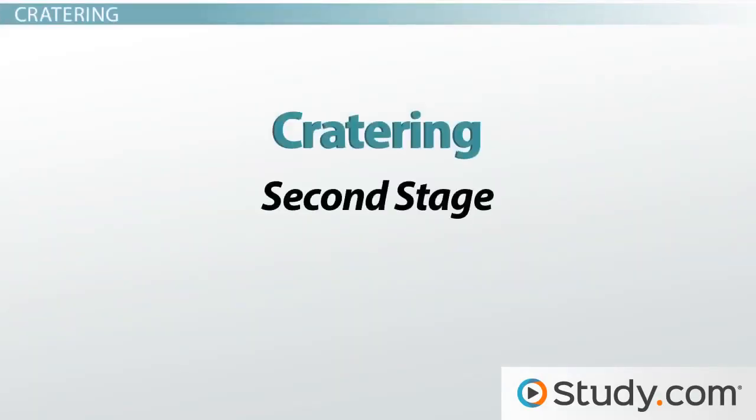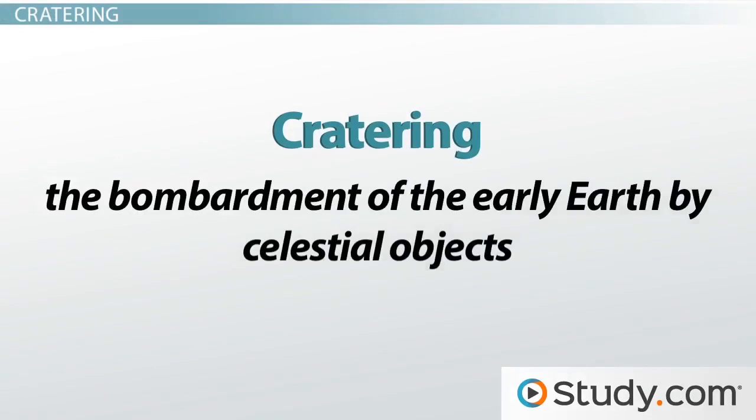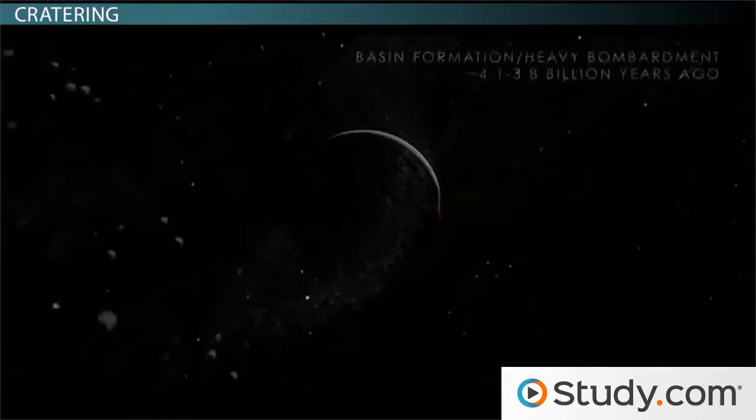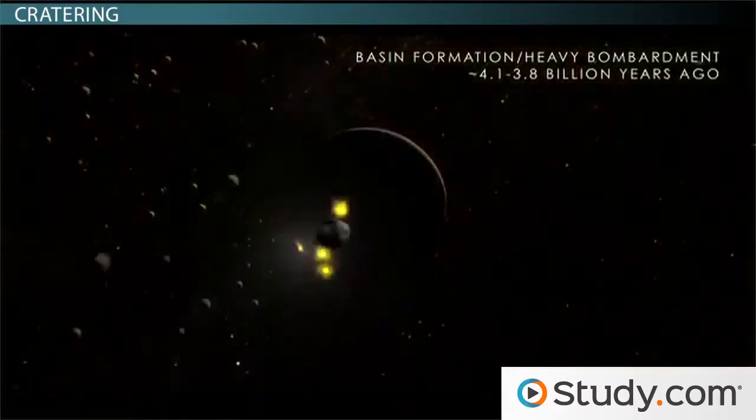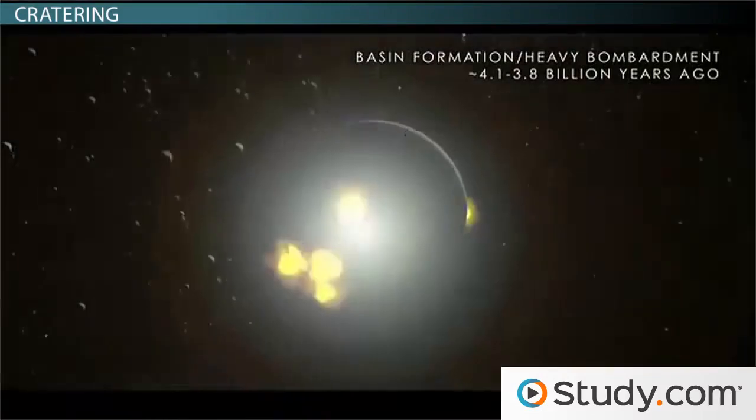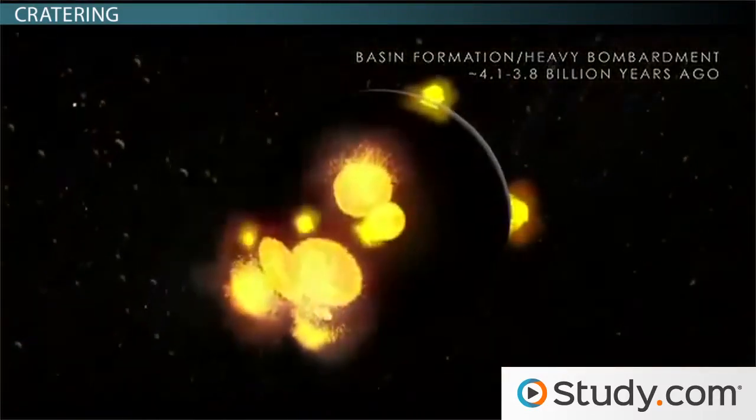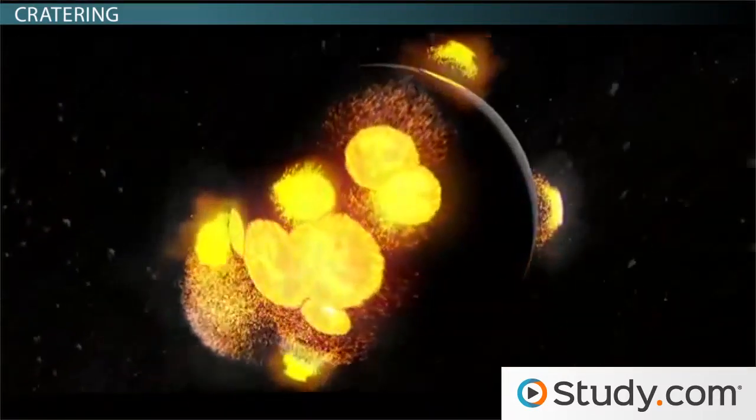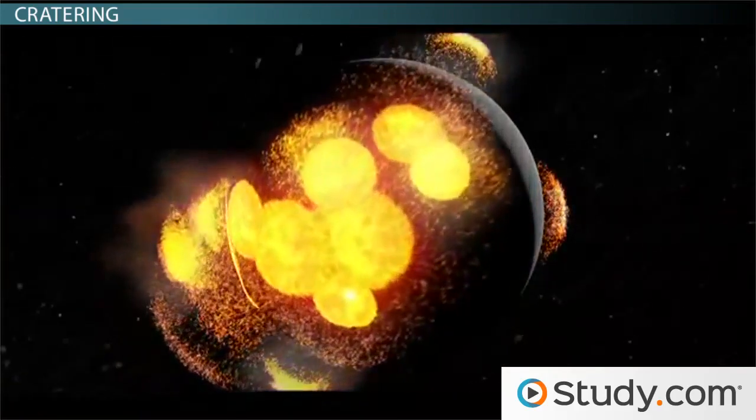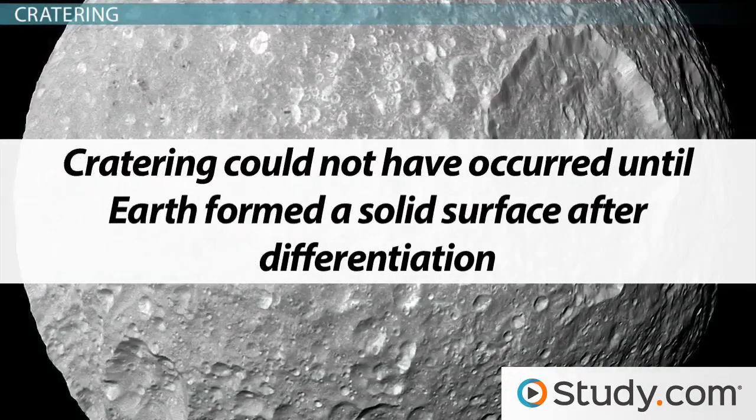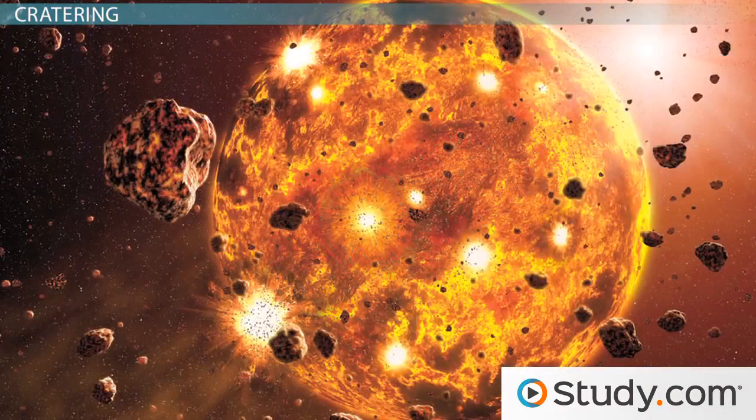The second stage of planetary development is known as cratering, the bombardment of the early Earth by celestial objects like asteroids. In the early solar system, there were plenty of rocky bodies floating about that cratered the heck out of the terrestrial planets and the moon. Once the solar system cleared itself of these objects, the rate of impact obviously decreased. As I'm sure you can understand, cratering could not have occurred until Earth formed a solid surface after differentiation. Otherwise, the rocky debris would have just melted along with the rest of the Earth's molten makeup.